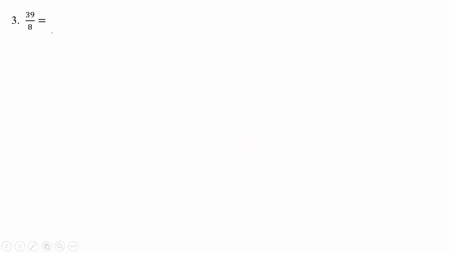What about here? Well, again, 8 goes out front, the 39 goes here. So 8 times what? Well, we can do 8 times 5 is 40, so that's too big. So we have to do 8 times 4, that's 32. Subtract, 9 minus 2 is 7. And so this is going to be our whole number, the 4. That's the remainder, so it goes in the numerator, 7. And that's our denominator, so that's 8. So 4 and 7/8 is 39/8.